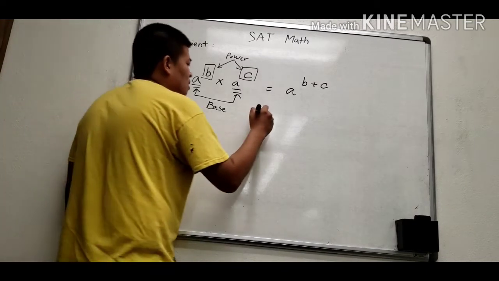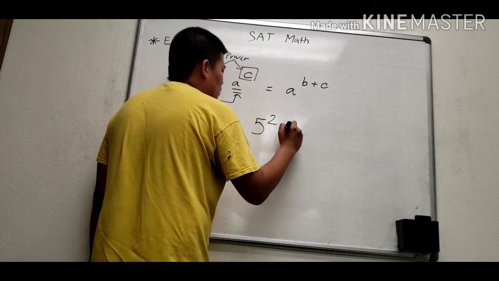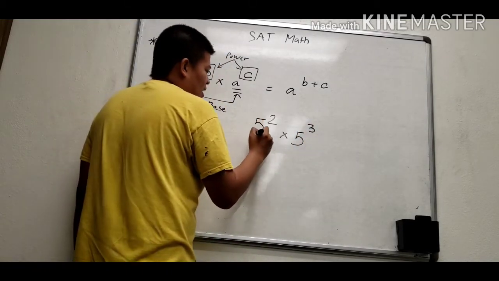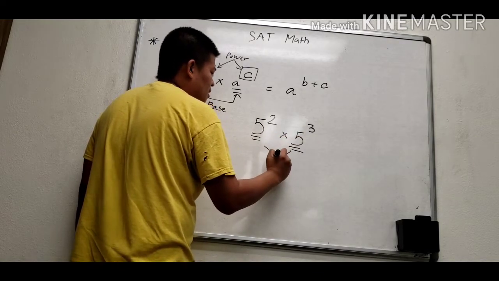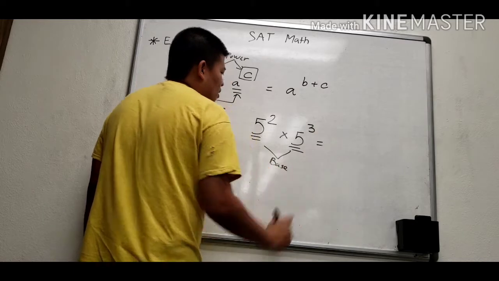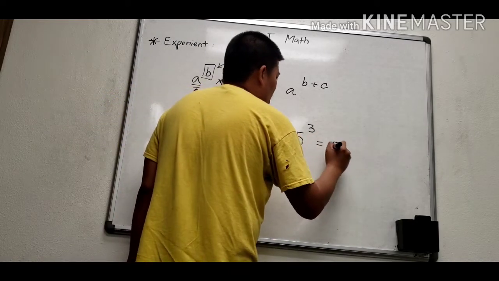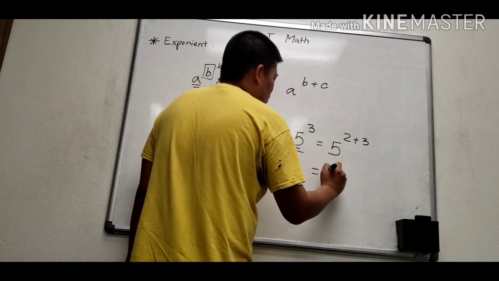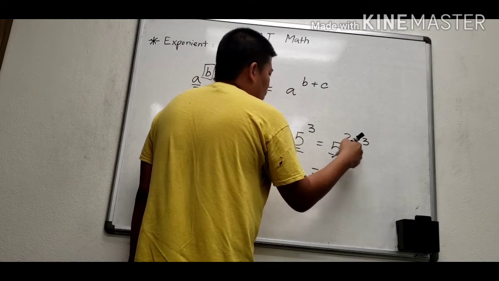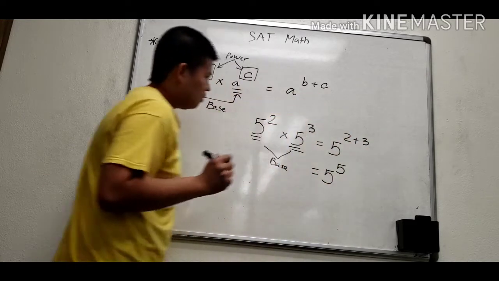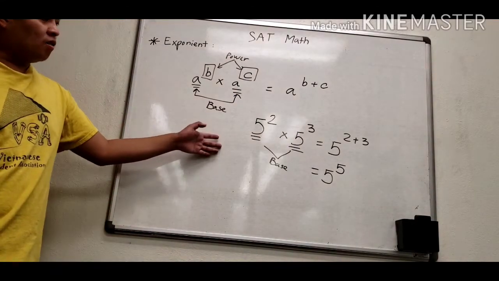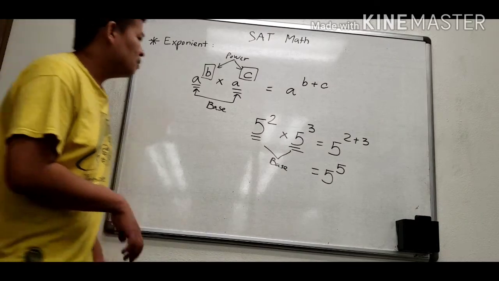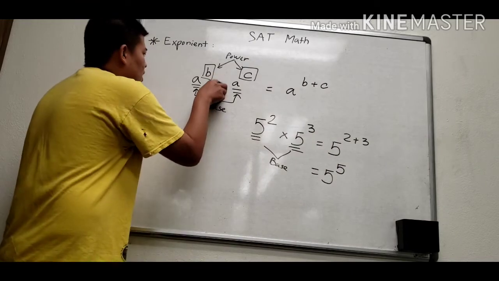For example, we have 5 power 2 multiplied by 5 power 3. We have the number 5 at the same place, and we can conclude that as 5 power 2 plus 3, so 5 power 5, because 2 plus 3 is 5. This is a basic example of multiplication of exponents. Now let's try to divide.